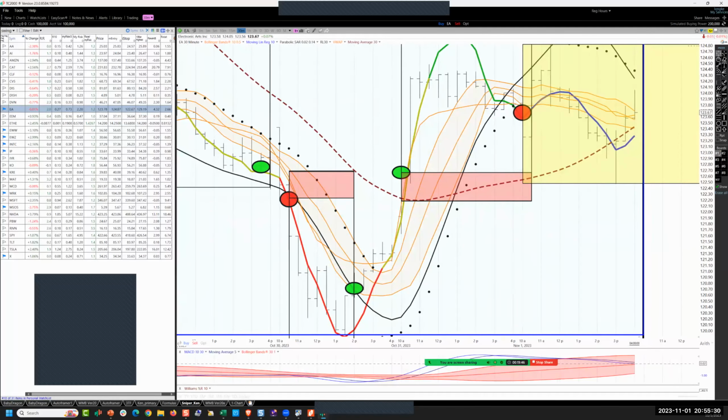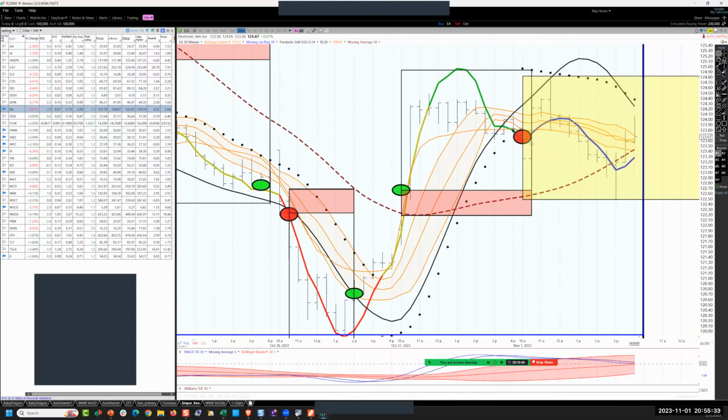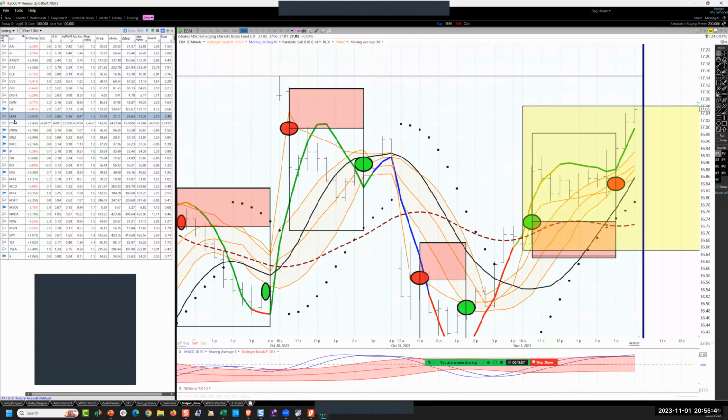EA, we closed the long from yesterday that we held overnight. It started selling off, so we exited for 2. Emerging markets, got an intraday SSC and held it for one and then missed the follow through.